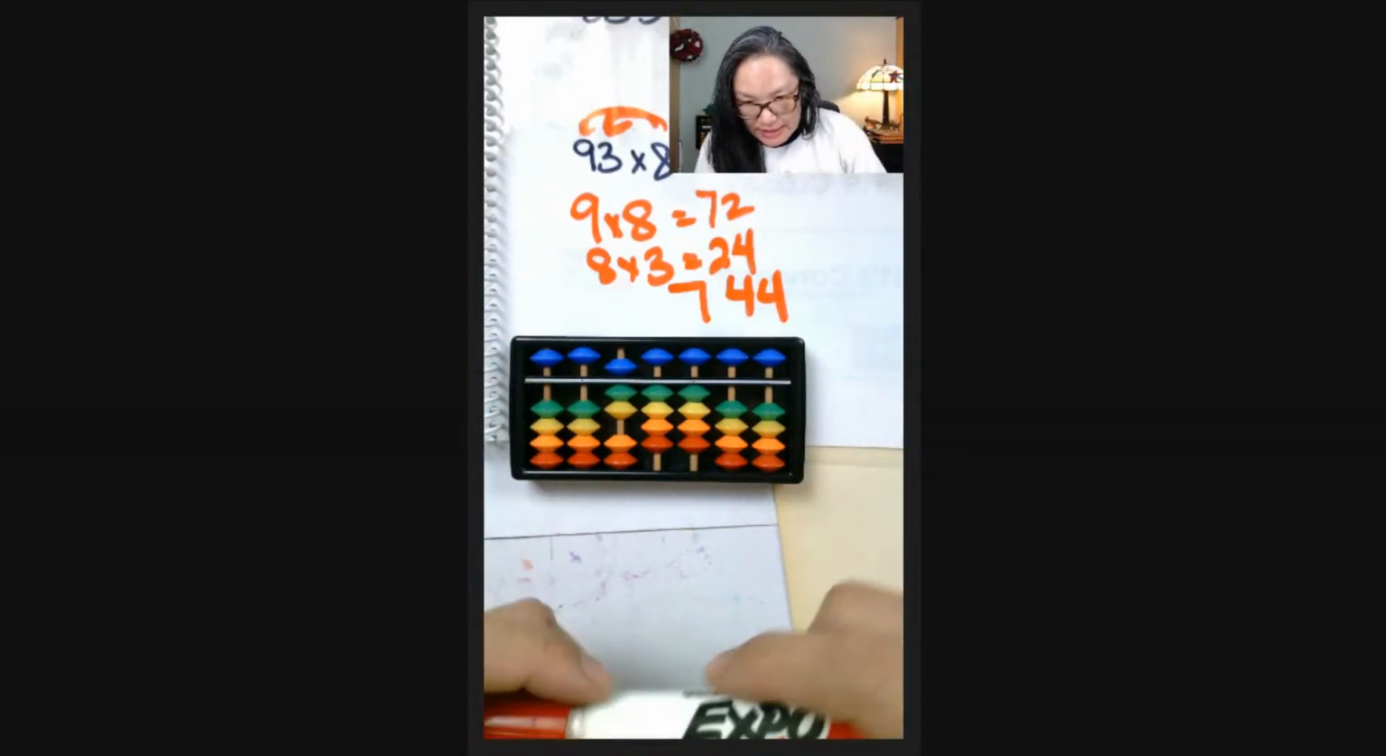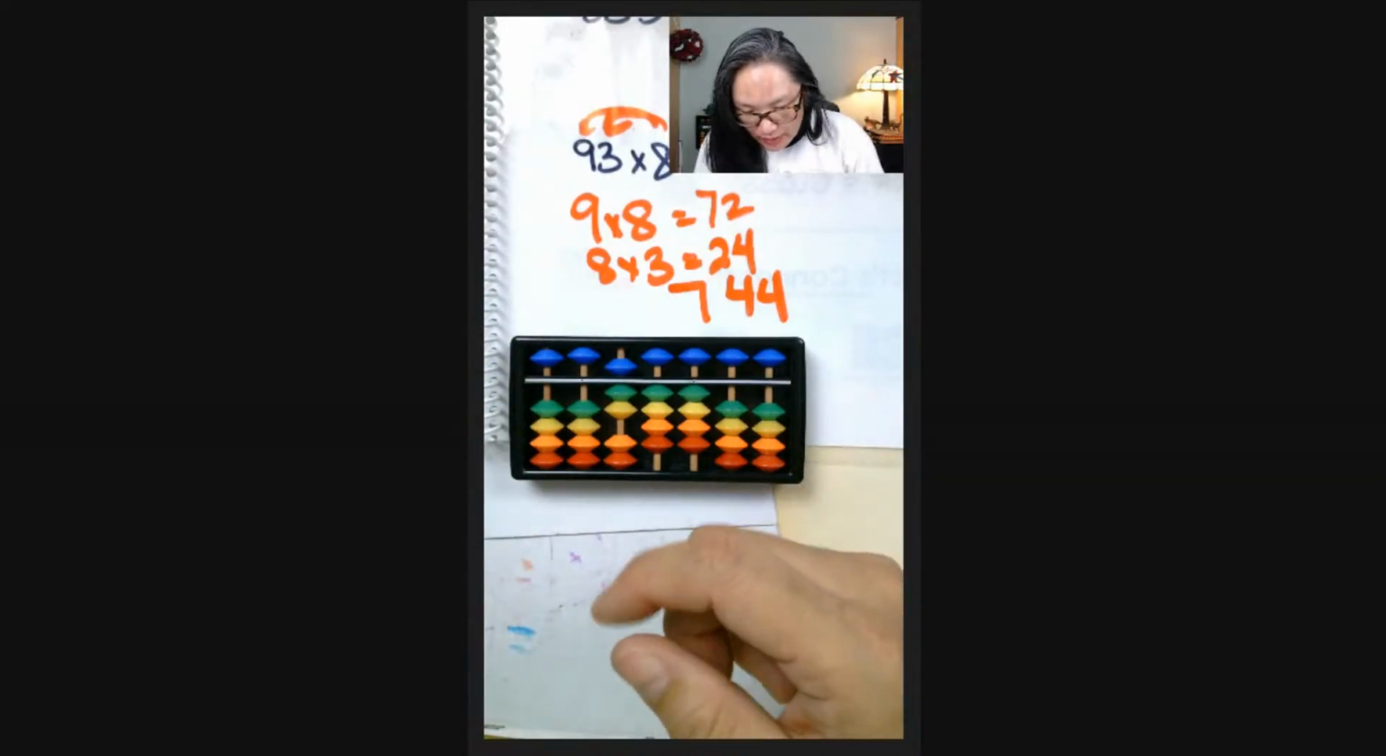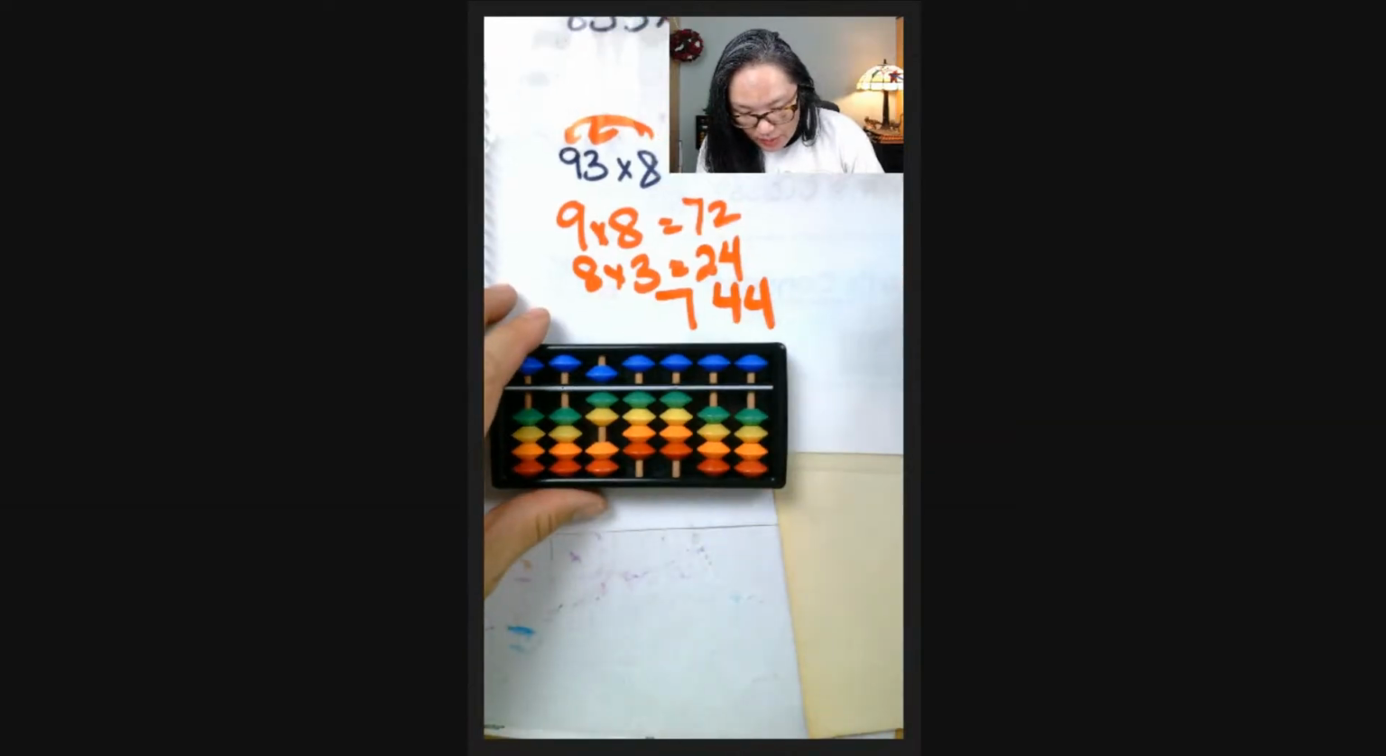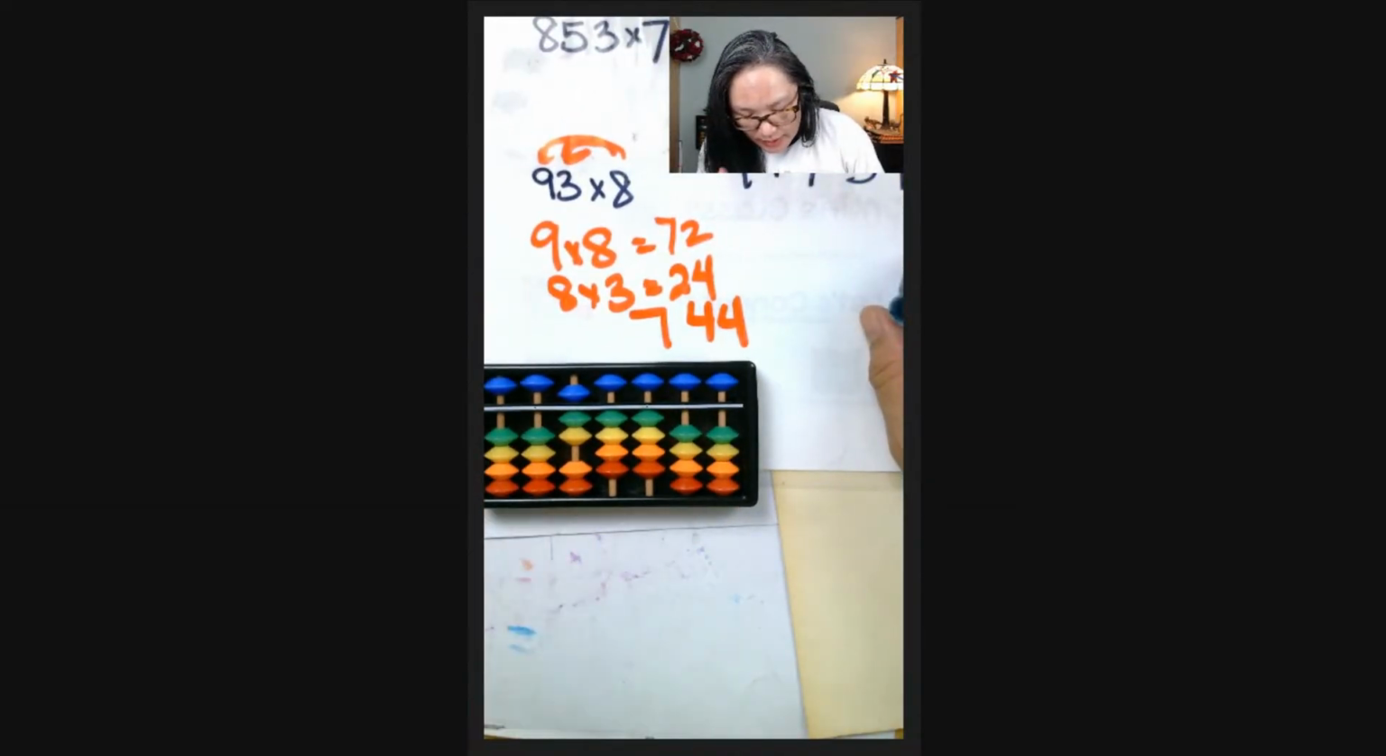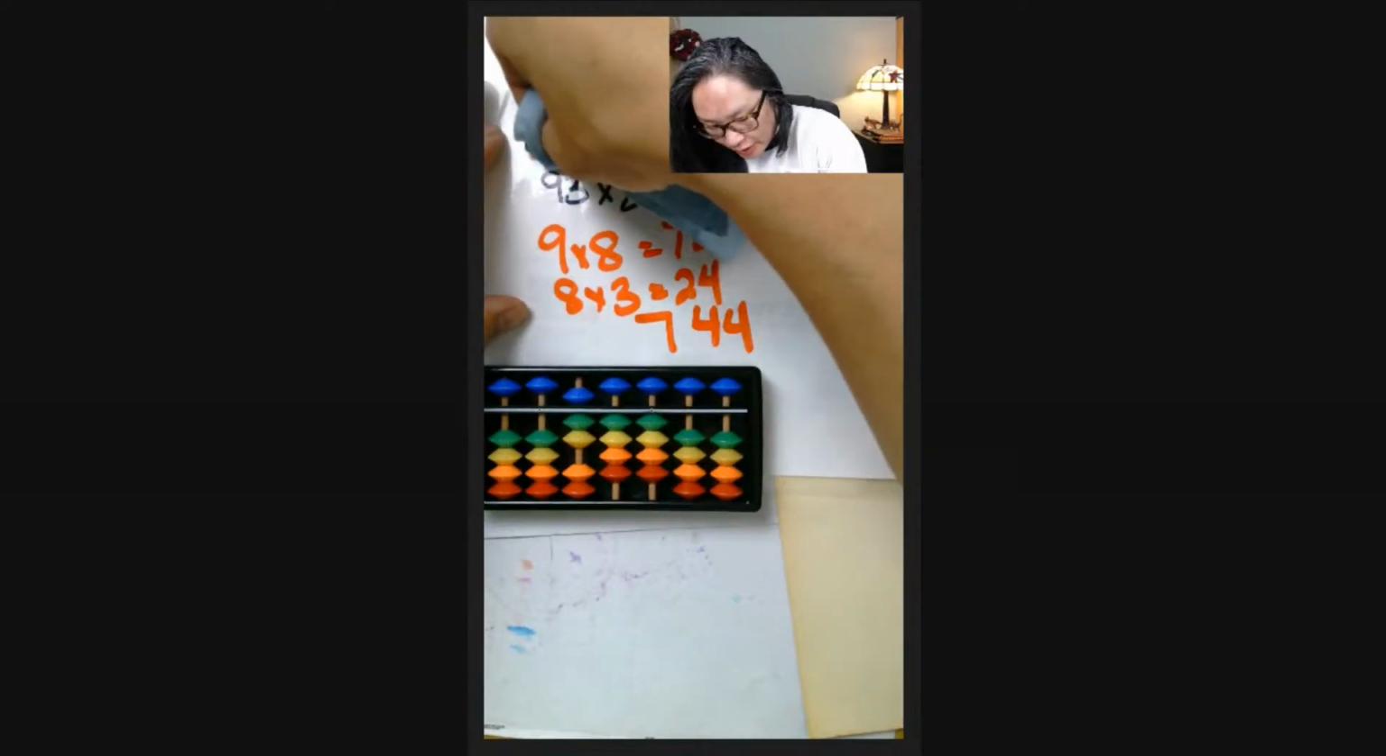Multiplication is interesting. It is very interesting, but you still need to know your multiplication facts, and two, you still need to know how to make a 5 and how to make a 10. You still need to know all of that.